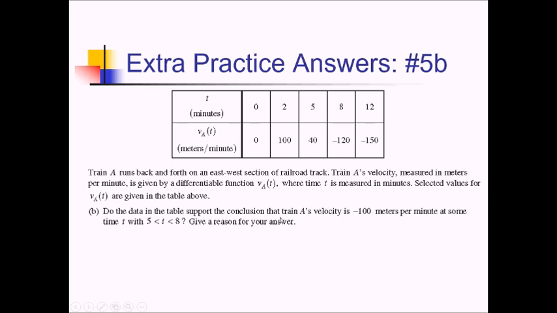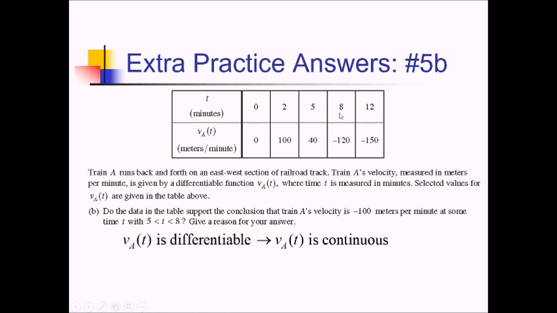So let's talk about the continuity piece of it. They said that VA was differentiable. Well, if velocity is differentiable, then by definition it is also continuous. So this gives us the continuity piece we need to use the intermediate value theorem. We also need to show negative 100 is between the beginning and the ending output values on this interval from 5 to 8. So let's take a look at the values of 5 to 8.